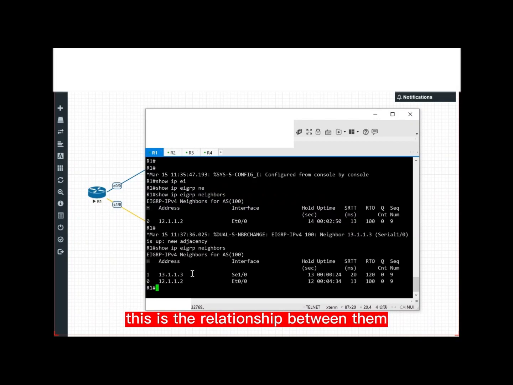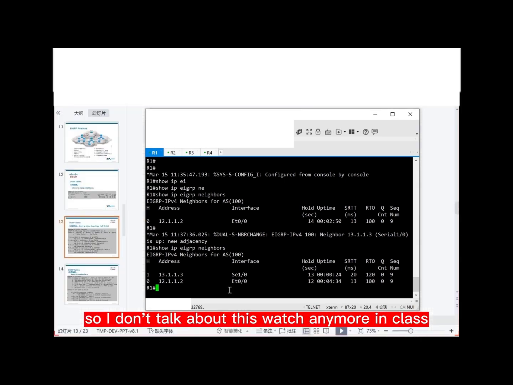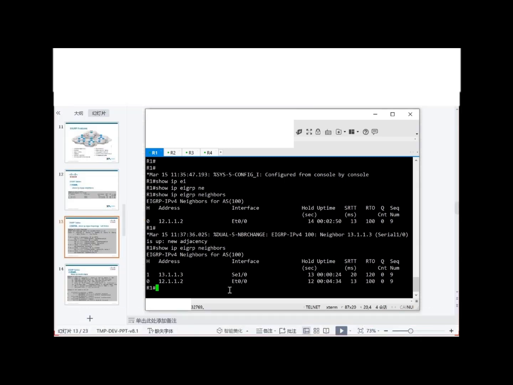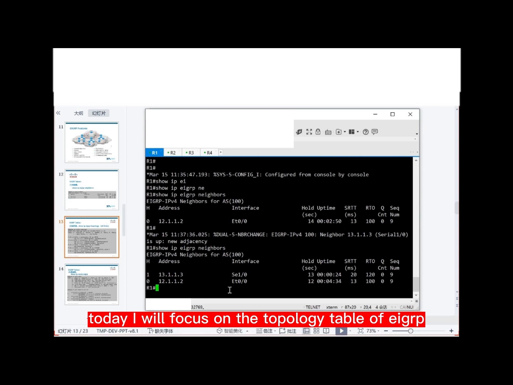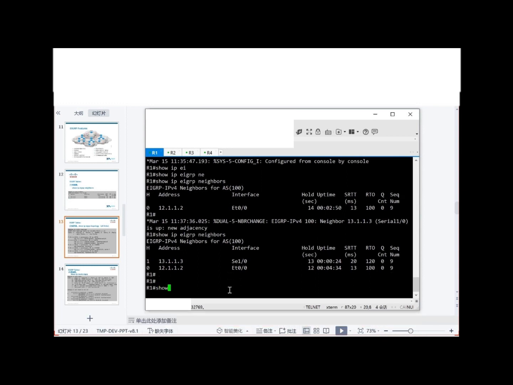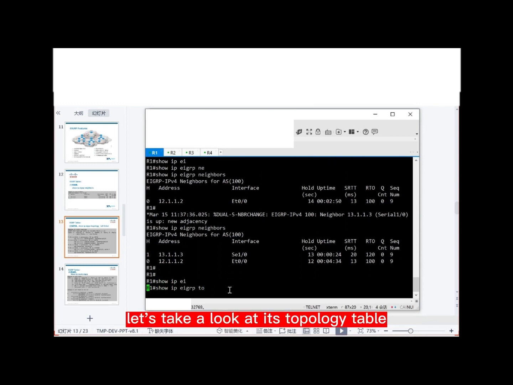Relationship between them. This table, as we said before. So I don't talk about this watch anymore in class. Today I will focus on the topology table of EIGRP. Let's take a look at its topology table.